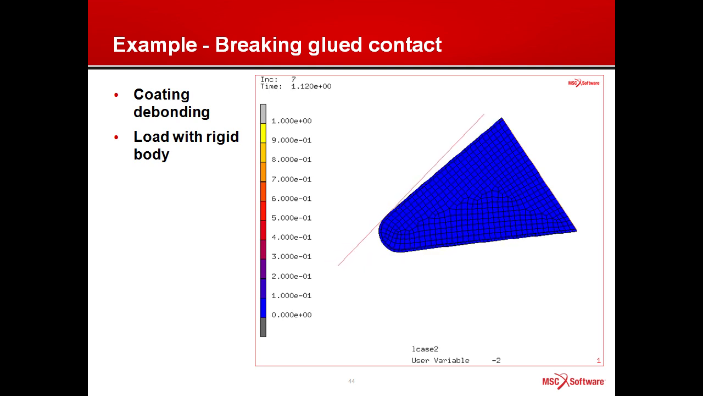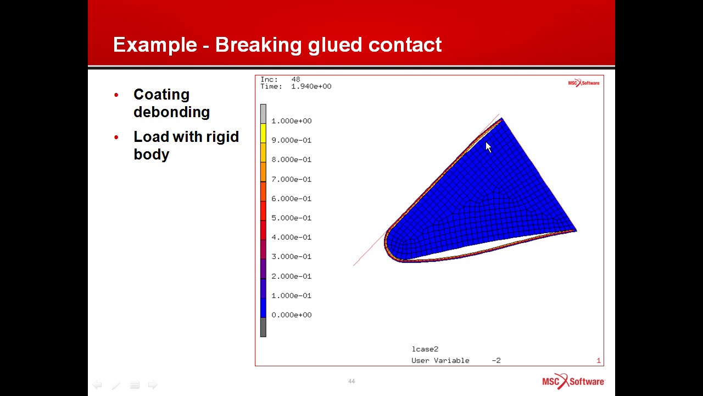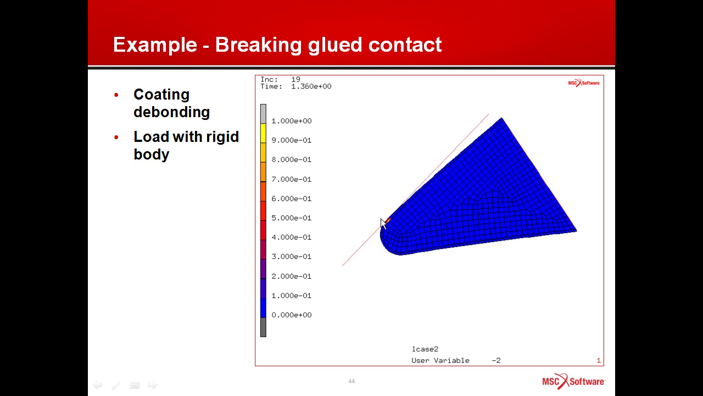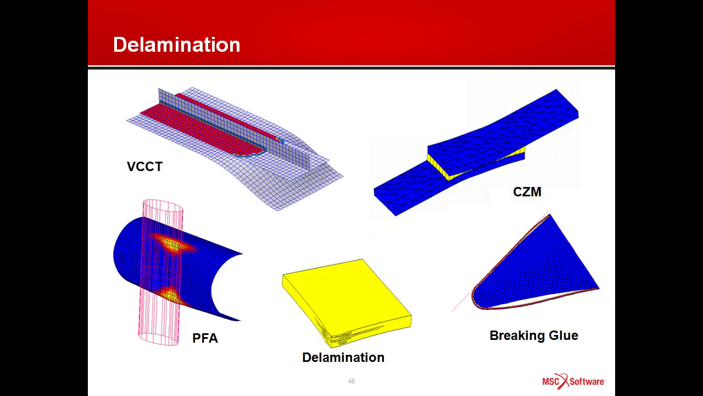So when the stress criterion is met anywhere along this glue interface, the glue joint is released, and the joint will fail. And it's important that after the joint fails, we will continue to do contact analysis for you. So these parts can continue to contact each other even after the glue joint fails. Okay, so that was the breaking glue.